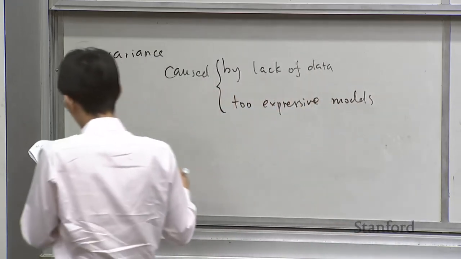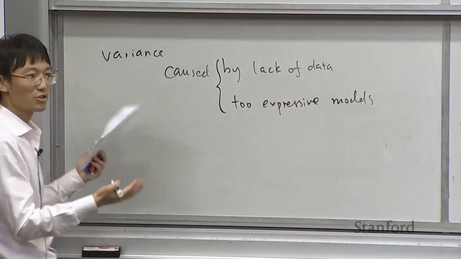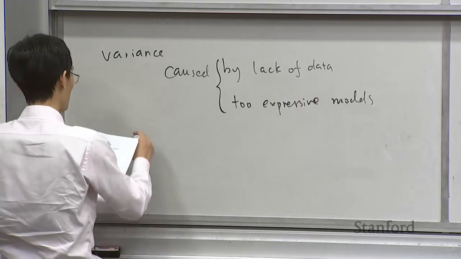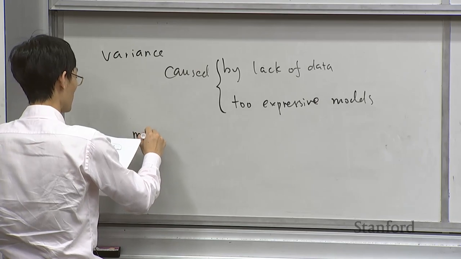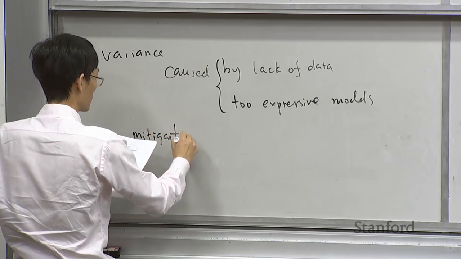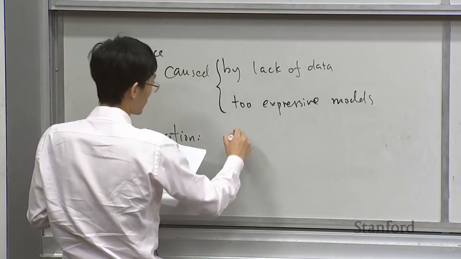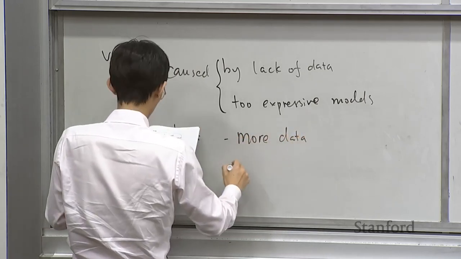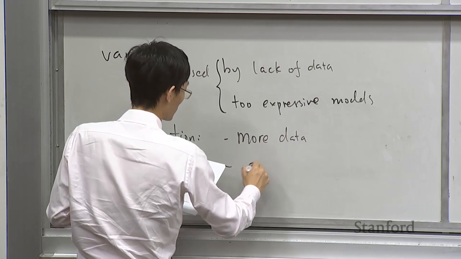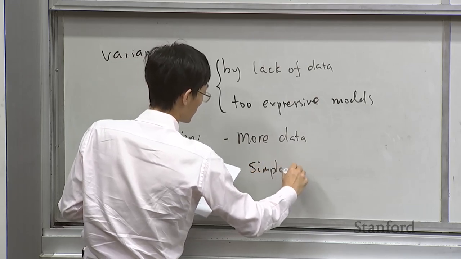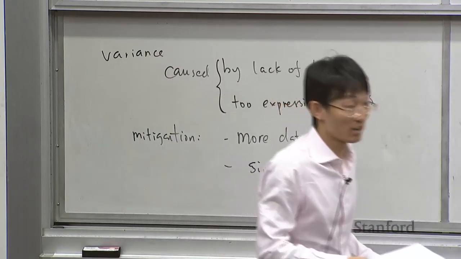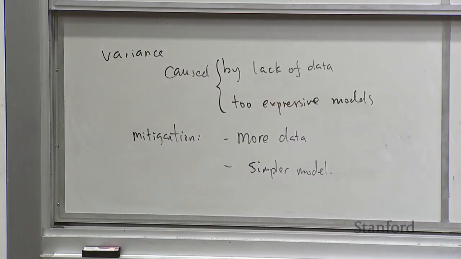And as you can see, if these are the reasons, then how do you mitigate the variance? The mitigation is that either you get more data, or you have a simpler model. So typically, you don't have more data. If you have more data, you should already be using it.